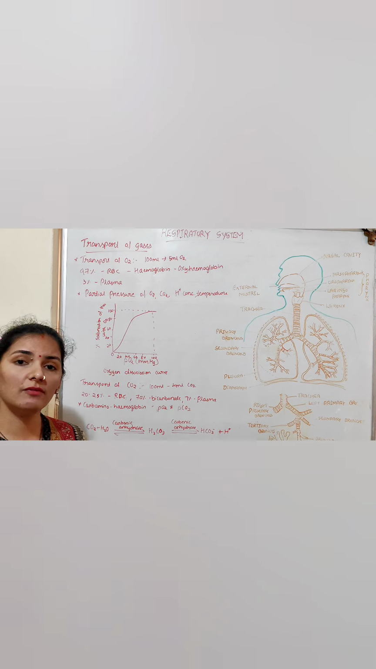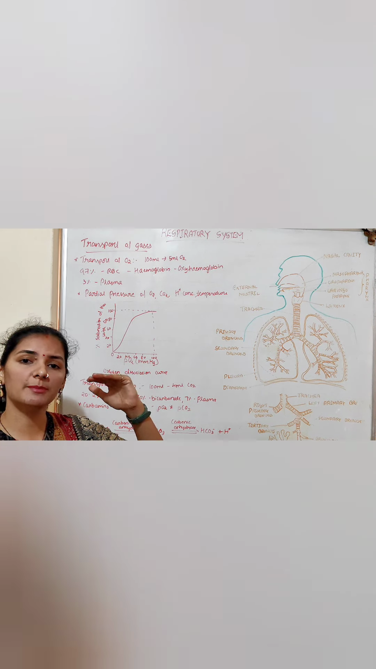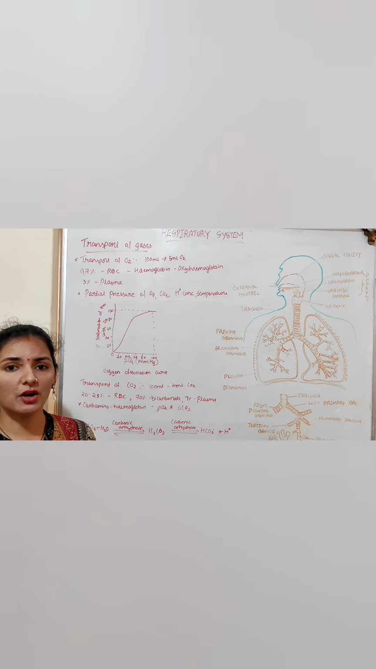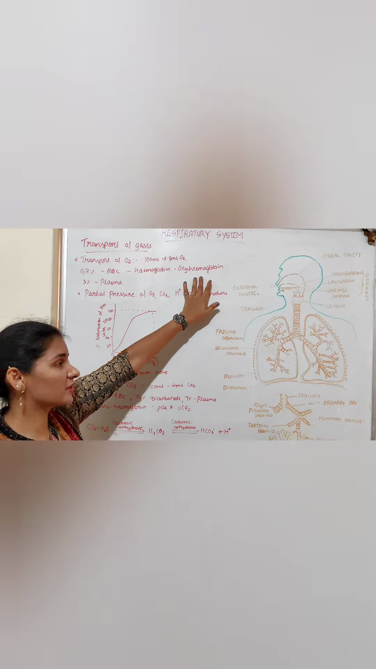At the lung level there is a high PO2, that is partial pressure of oxygen, low partial pressure of carbon dioxide, low hydrogen ion concentration and low temperature. Because of that, it favors the formation of oxyhemoglobin.